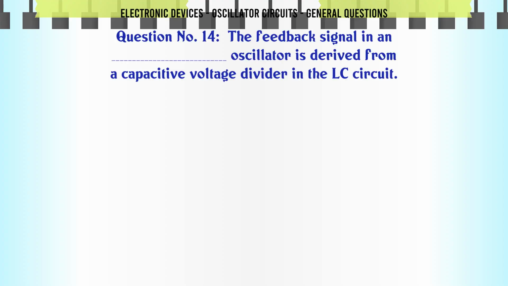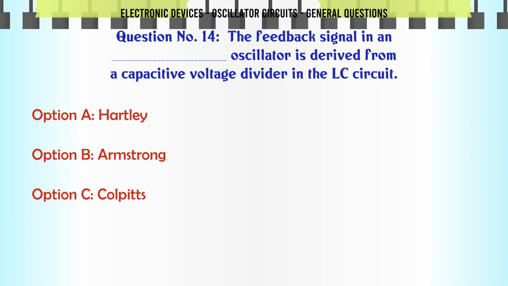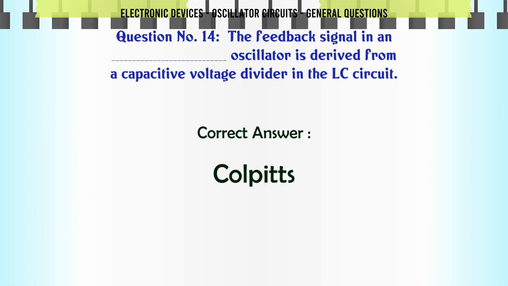The feedback signal in an oscillator is derived from a capacitive voltage divider in the LC circuit. A: Hartley. B: Armstrong. C: Colpitts. D: none. The correct answer is Colpitts.